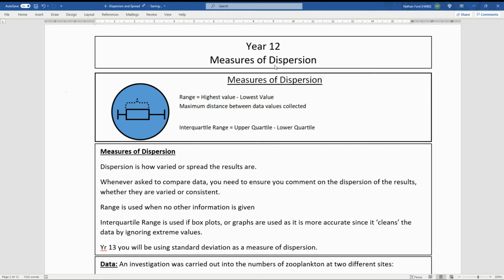So this is just something we've built on. I'm going to show you a bit further as well what you'll be looking at in terms of something called standard deviation. But first off, we're just going to look at basic measures of dispersion.